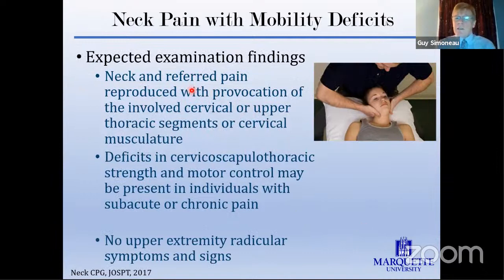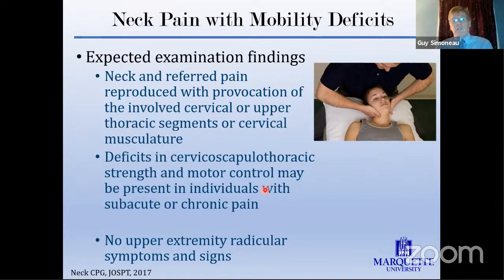We may also expect that we have neck pain or referred pain that is reproduced as we palpate those posterior structures, if you have learned how to do palpation of those articular structures, as well as when you're doing glide mobilization or test for your intervertebral motion.